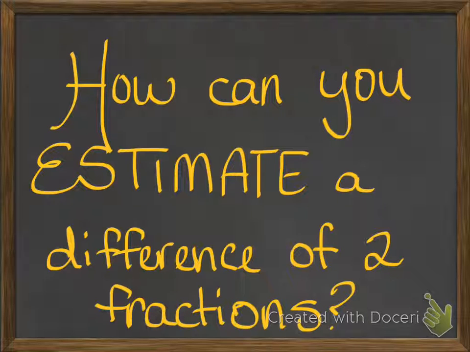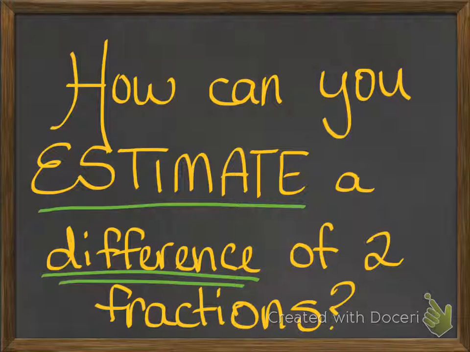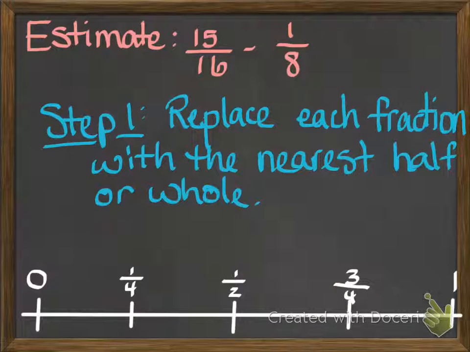How can you estimate a difference of two fractions? So we're estimating still, finding the answer that's about the same, and finding the difference. We're using subtraction this time. So similar steps. First, we're going to estimate 15/16 minus 1/8. Replace each fraction with the nearest half or whole. Okay, so first we have 15/16.